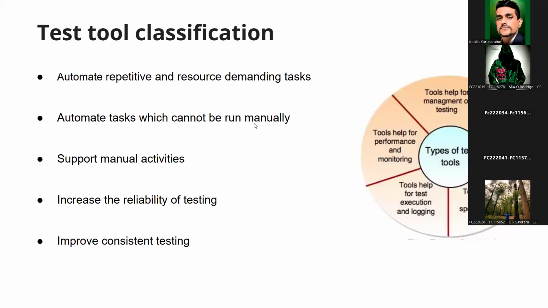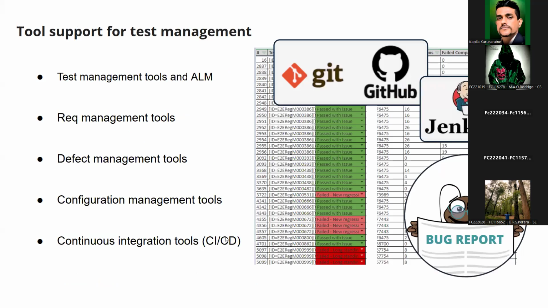Basically, if you are going to use test tools, these are the activities we expect: there should be repetitive, resource-demanding tasks, and a lot of tasks that are difficult to run manually, and a lot of manual activities that need additional support, reliability of testing, and improved consistency. All this will help to decide on the tool, right?